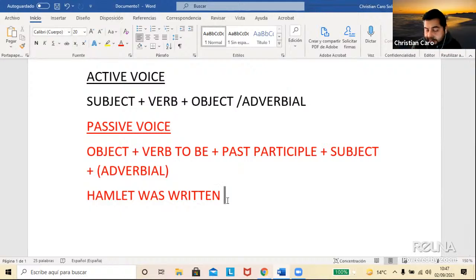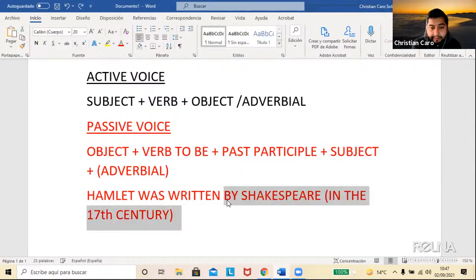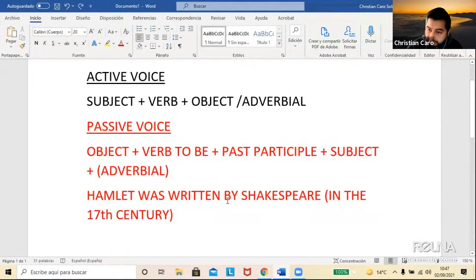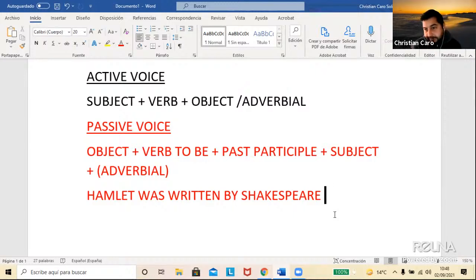So we need more elements, right? So we need an author, for example. And so that's why we can put by Shakespeare. So in this case, the idea is complete. Hamlet was written by Shakespeare. All right. In this case, the nature of the verb written demands more information. In this case, is by Shakespeare, right? Now, in that case, the idea is complete. All right, the sentence is complete.